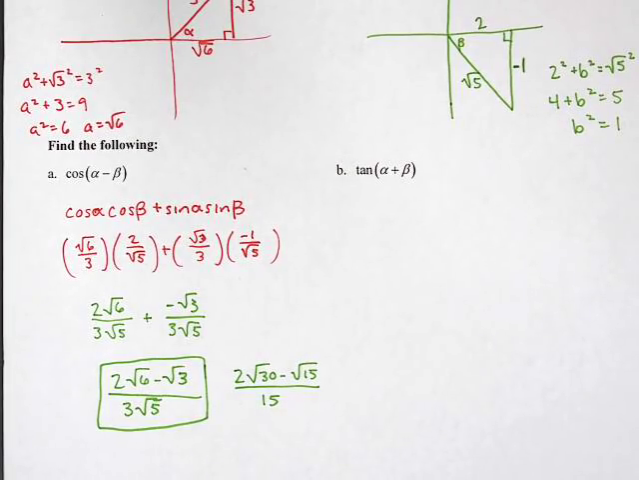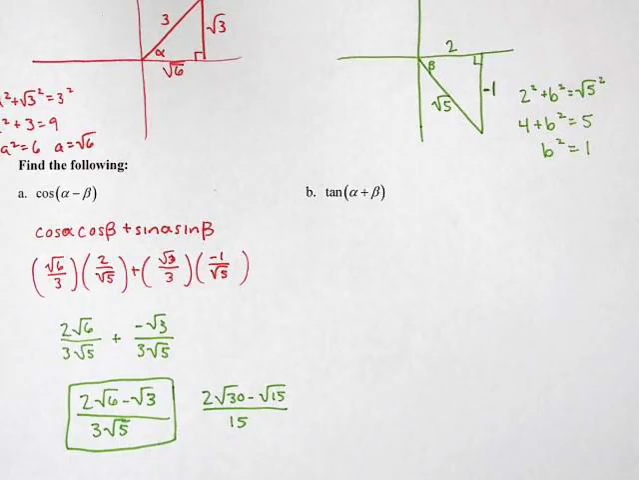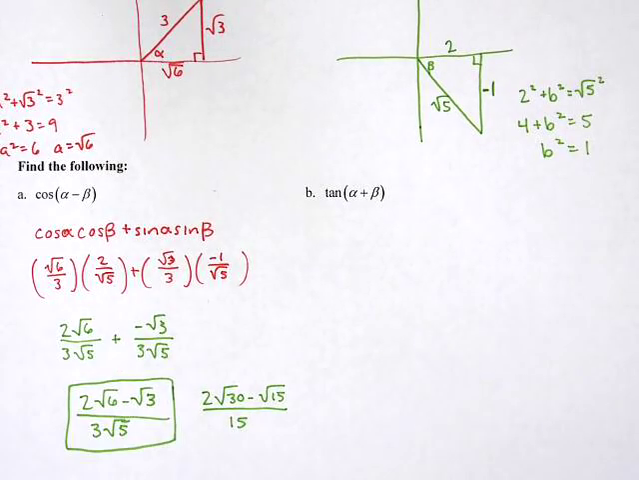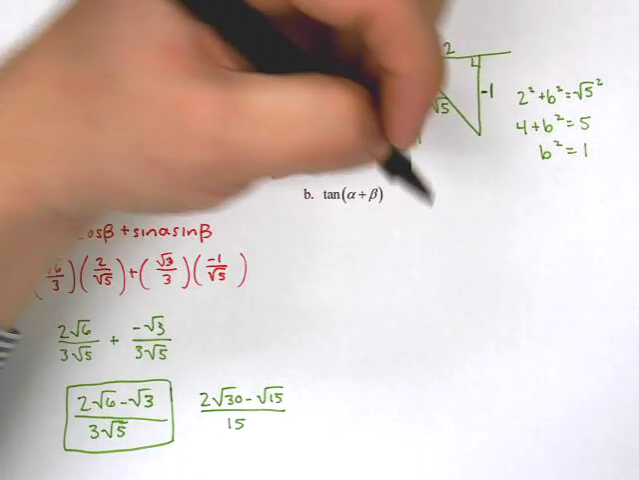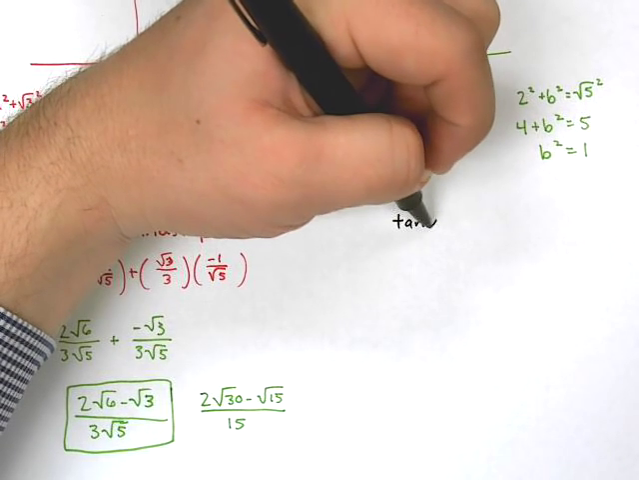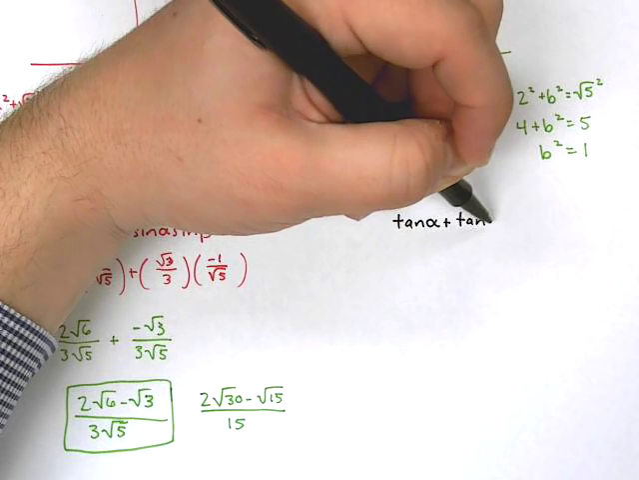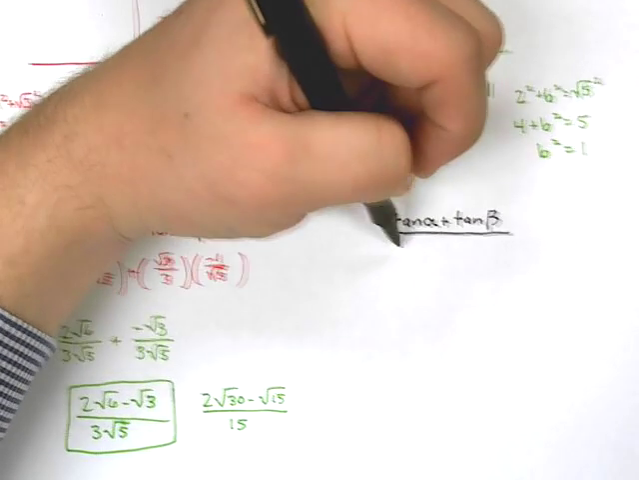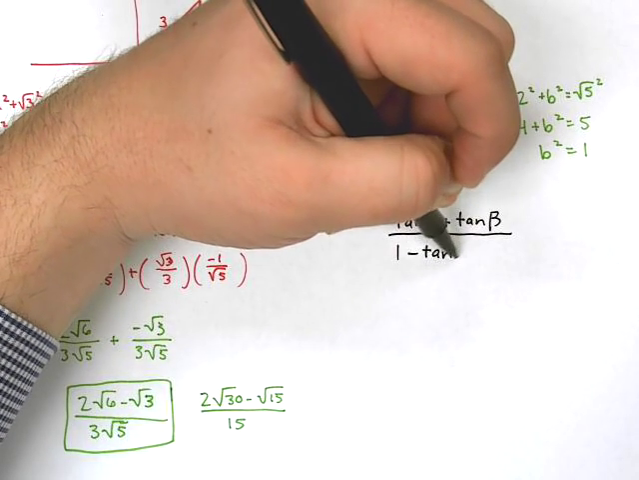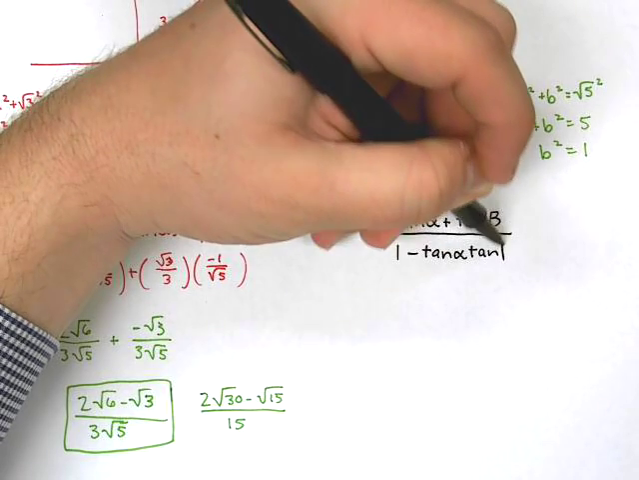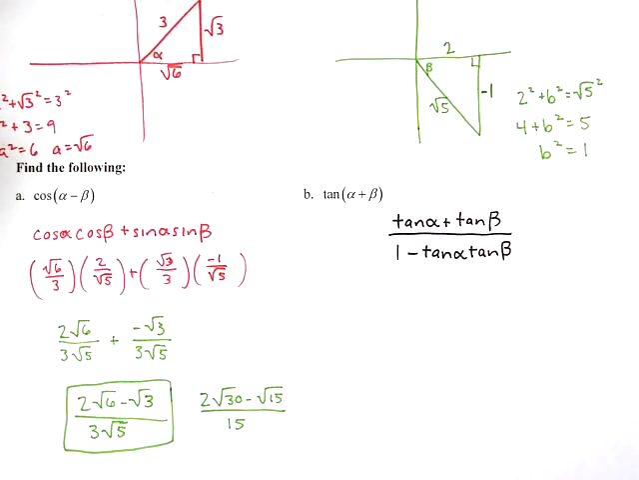Alright, so tangent. We're only going to do one tangent. We remember probably that tangent is more difficult than the others just because of all of the fraction work we're going to have to do. So hang in there. Keep doing what you know how to do. And we remember that the tangent formula says tan of alpha plus tan of beta all over 1 minus tan alpha times tan beta. Alright?